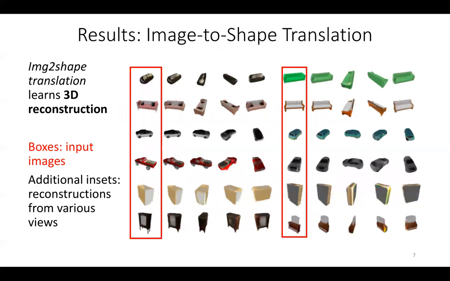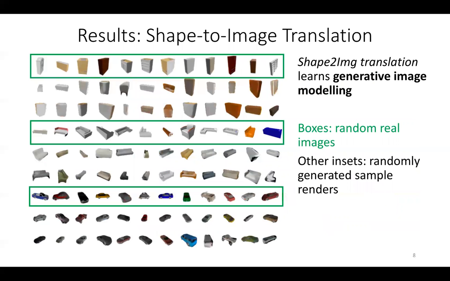For results, the image-to-shape mapping performs single image 3D reconstruction. Here we show input images in the red boxes, as well as the model's output from several views. On the other hand, our shape-to-image translation learns to do generative modeling of images. In the green boxes, we see real 2D images, while the remaining insets are random samples from the model.